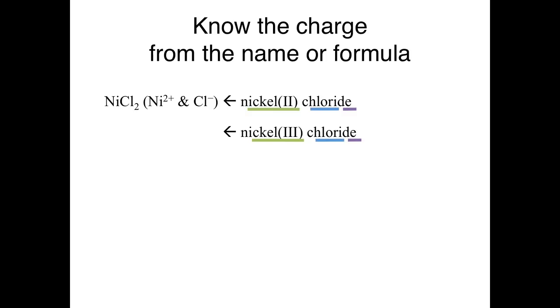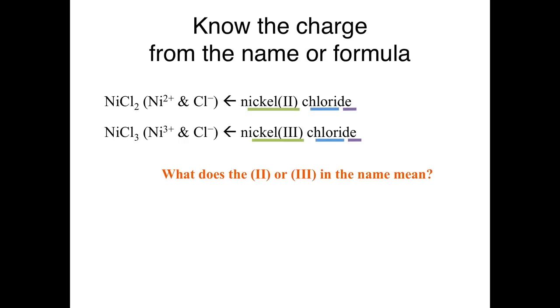What about the second case? Nickel(III) chloride. Then you need to find out what the charge of the cation is. In this case, nickel(III) means it's nickel 3+, so therefore that is NiCl3. I want to emphasize what the 2 and 3 mean in the name. The 2 and the 3 mean the charge of the metal. A common mistake that students often make is thinking that the 2 is a subscript. So for nickel(II) chloride, they write Ni subscript 2 Cl, and for nickel(III) chloride, they write Ni subscript 3 Cl. So don't make that mistake.